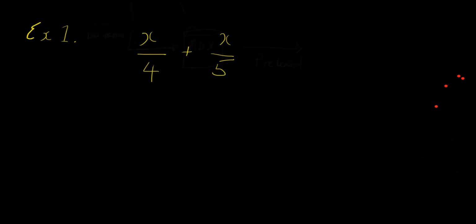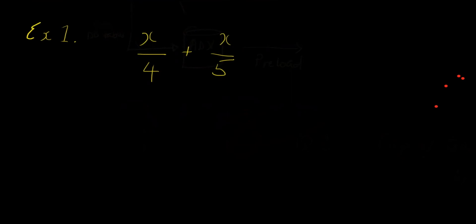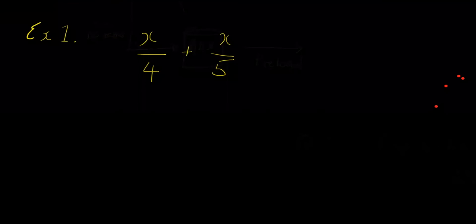So, can somebody tell me how we're going to do this? How do we start off with this particular type of question? We want to get the denominators the same. In order for us to add this, what was the thing that we wanted to do? First, we have to find the common factor. Correct. Yeah, 20. It's going to be 20.